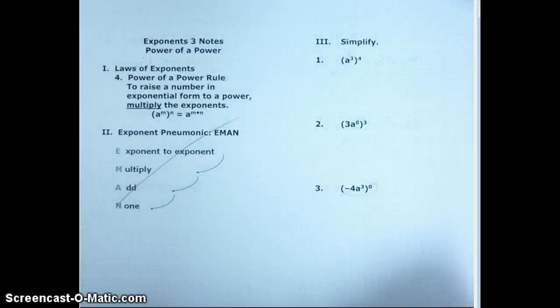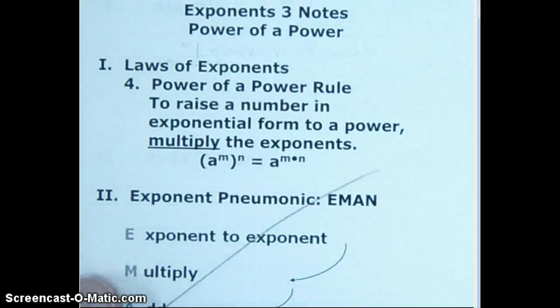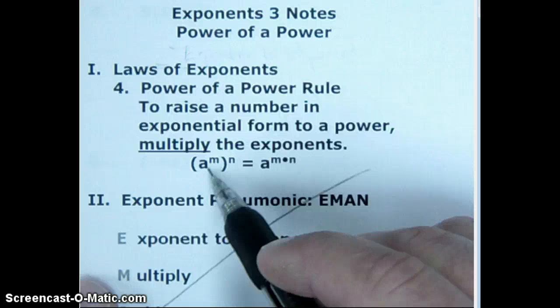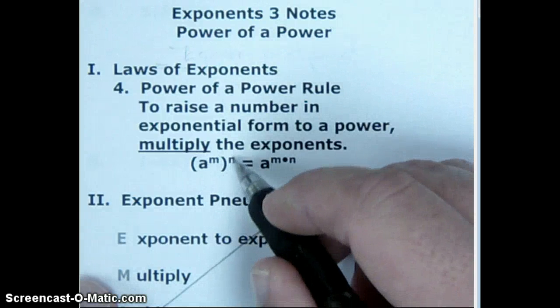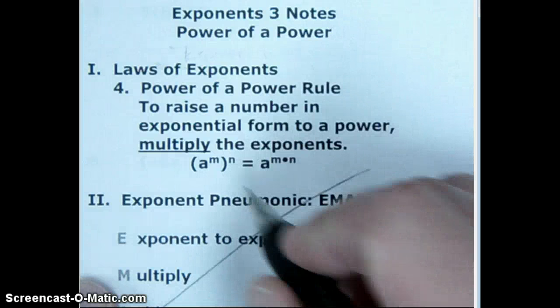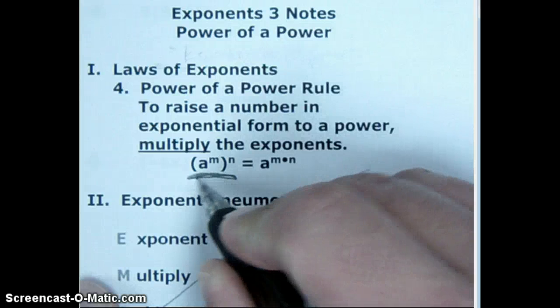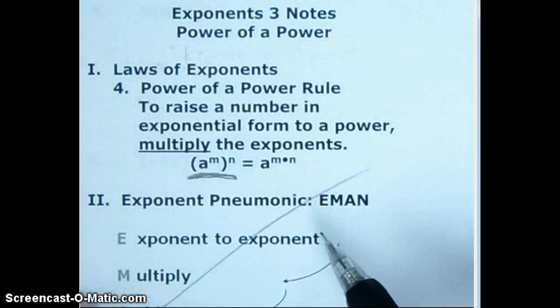Alright, in Exponents 3 notes, we're going to talk about what happens when you have a power of a power. Basically what that means is, if you have an expression that already has an exponent inside of parentheses with another exponent outside the parentheses, this kind of expression right here, anytime you see the parentheses with an exponent outside, that's when you know you're going to use this law.